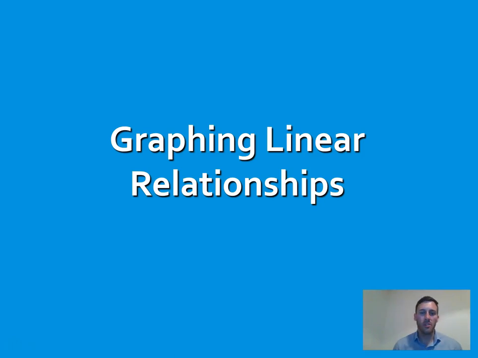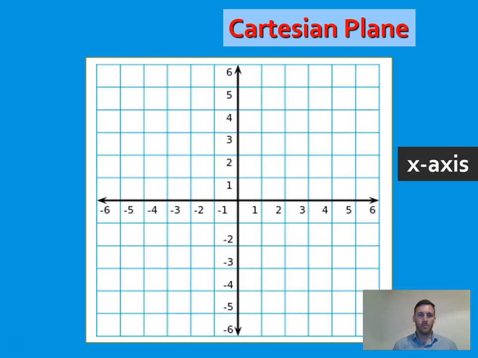Hi everyone. We previously used tables to record independent and dependent variables. This has its limitations though. To see a more complete picture of a relationship, we can plot the possible values on a graph or a Cartesian plane. This lesson we're going to look at graphing linear relationships.